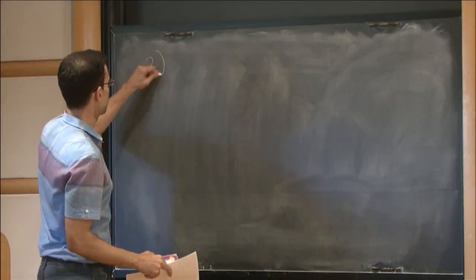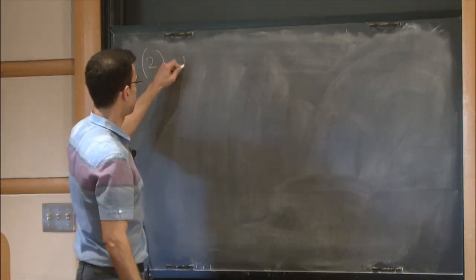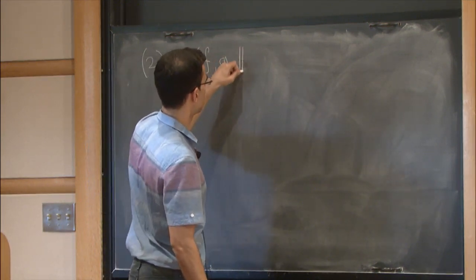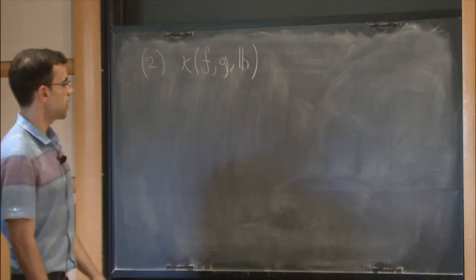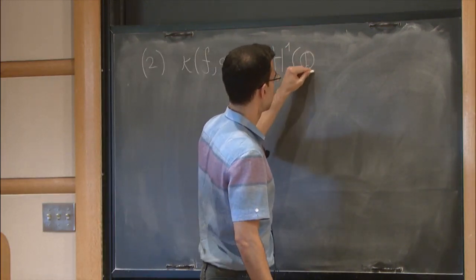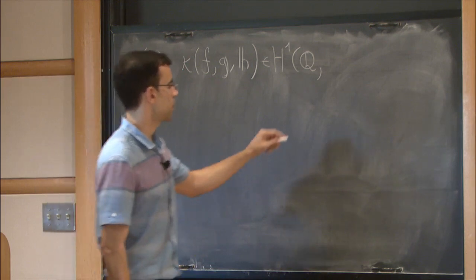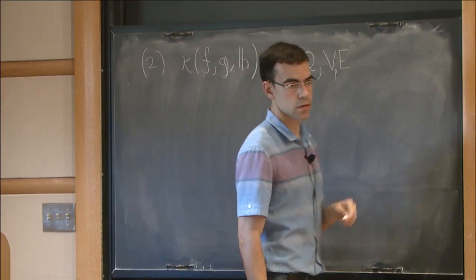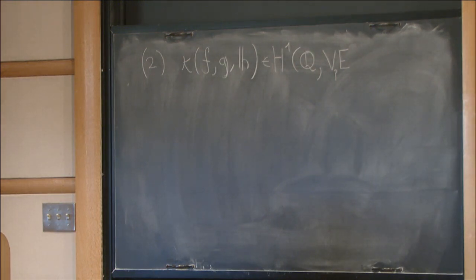So secondly, there is a big cohomology class attached to the triple F and the Hida families G and H. Okay, so this is a global cohomology class defined over Q. And sorry, can I ask, is every element of this family G a theta series?